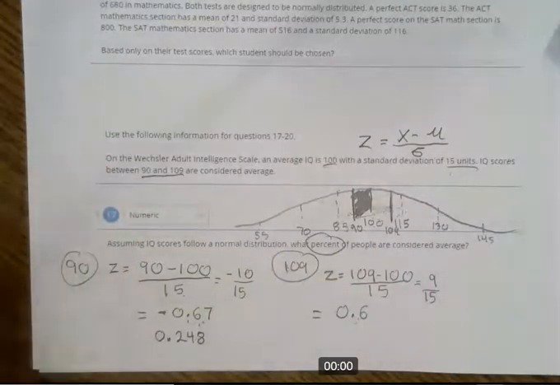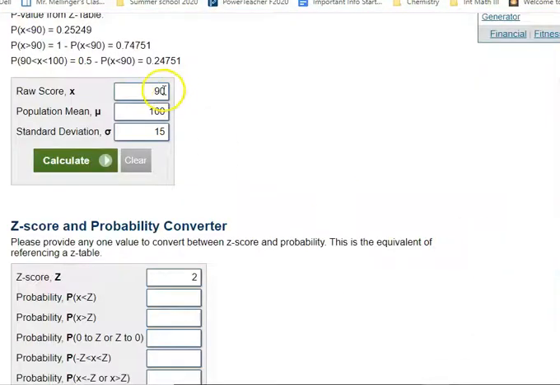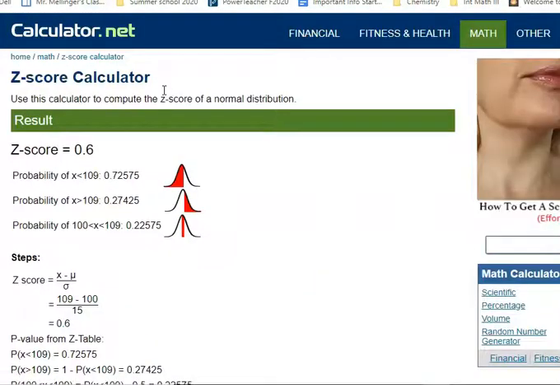All right, now we'll go back to the calculator, and we're going to come down here, and we don't need to clear it. We just need to change the 90 to 109. We want to know the same thing about 109 in relation to 100 with a standard deviation of 50. And there you see it's a little over to the right side of the graph.